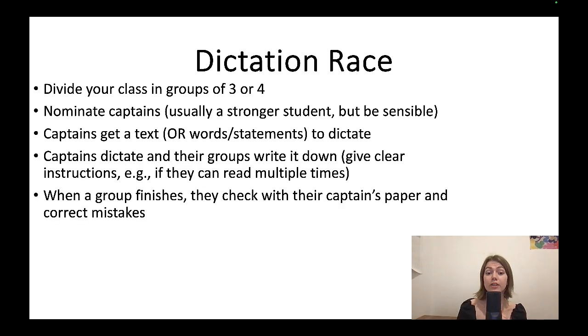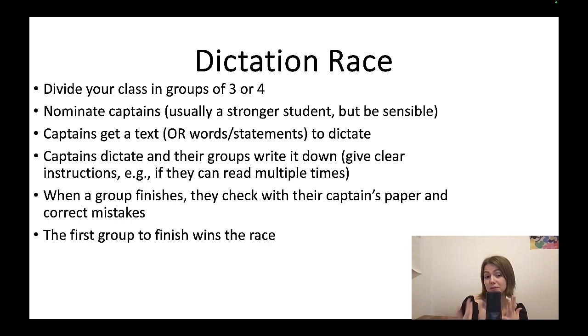When a group finishes, that's when the captains can show them the text, and that's when everybody checks with that original text and they correct any mistakes that they have. This is spelling mistakes, this is punctuation, maybe they missed a word or whatever, paragraphing, everything needs to be the same as in the original text. And then the first group to finish here means that they've written it down and they've checked and they've corrected their mistakes. The first group to do that wins the race. Ta-da! And that's all, that's the activity.